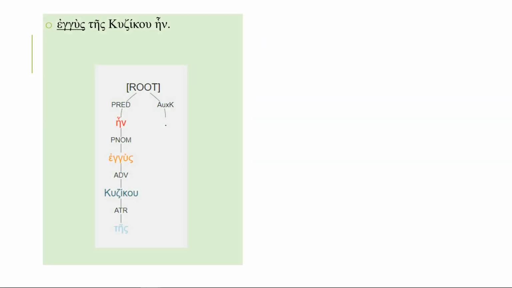Engus tes Cyziku ein. Okay, let's go literally. Near of Cyzicus he was. Well, there's nothing obviously in the nominative, so let's derive it from the verb. He was, it was, she was, one of those things. What could she be? She could be of Cyzicus. That is, you could say, I am of Athens, as in a genitive of origin. But we also have engus here, and engus, if you'll recall, means nearby.